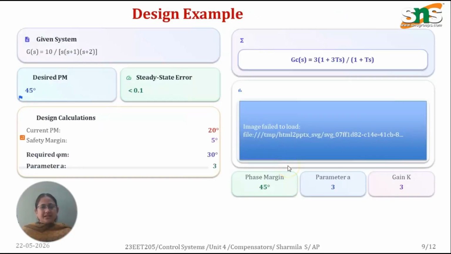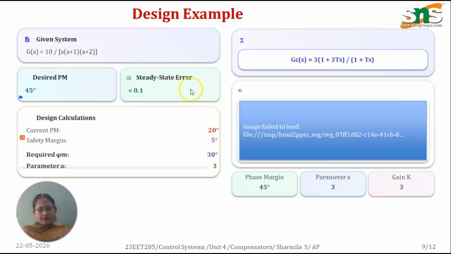This is the design example of the lead compensator. The given system is G(s) = 10/(s(s + 1)(s + 2)). The desired phase margin is 45 degrees and the steady-state error is less than 0.1.